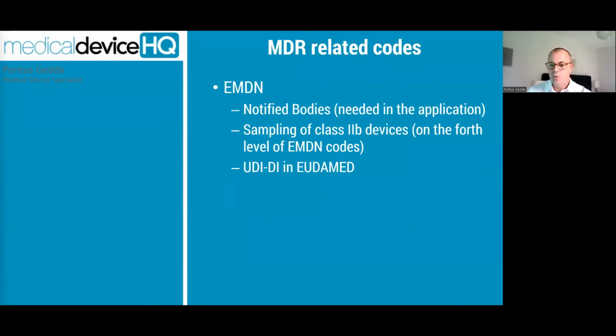Then, switching a little bit, we have the EMDN codes that are used for notified bodies. They are needed in the application and for sampling of 2B devices. I will come back to that. And also, this is data that you need to give as input into EUDAMED when you specify your UDI-DI number when you register your devices.